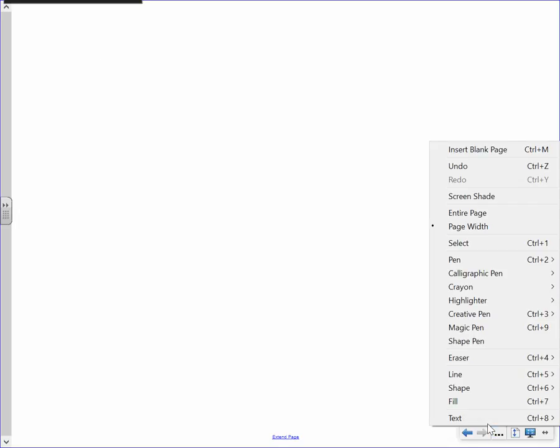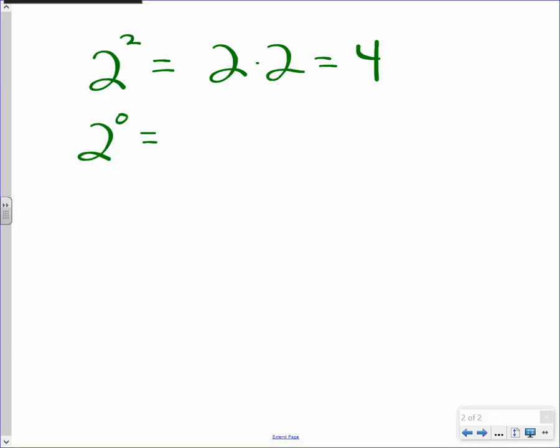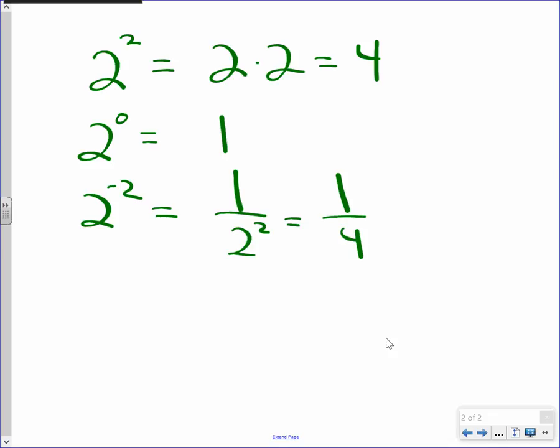We know from junior high school that if you have 2 to the second power, that means 2 times 2, which becomes 4. Thank you, Rodriguez. Now watch this. We know that 2 to the 0 power, like Perez said earlier, is what? Nice. We know that 2 to the negative 2 power means 1 over 2 to the second, which means 1 over 4. We know that. Okay, so far so good.